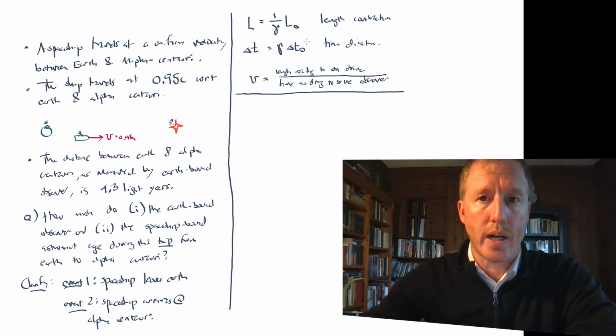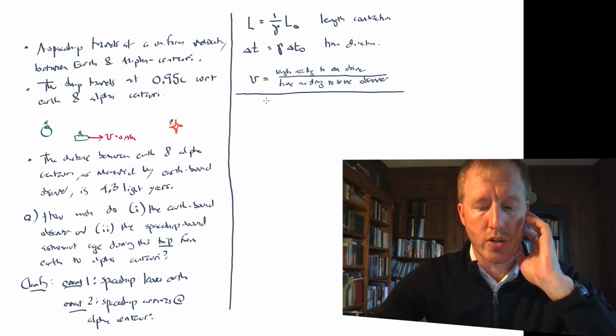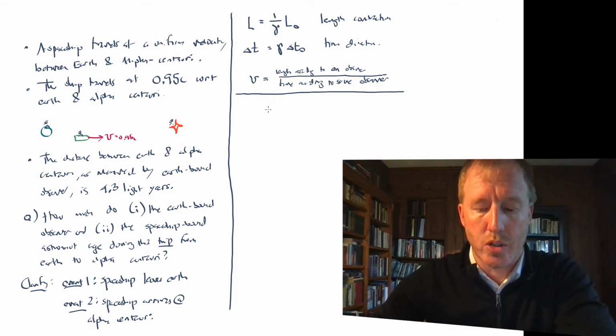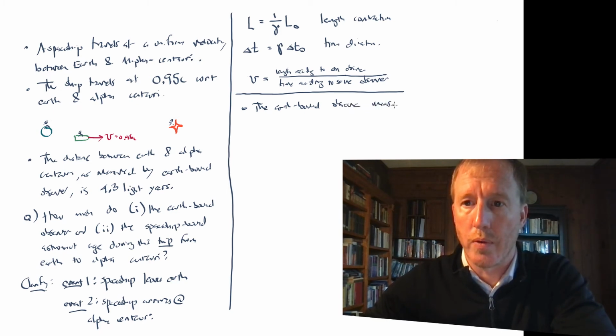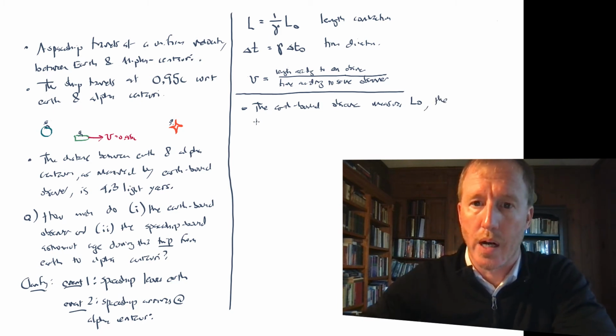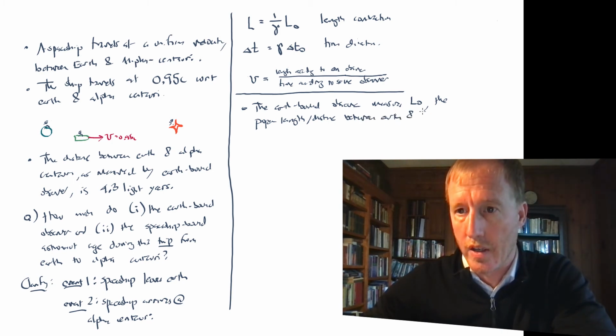Now, let me point out another thing. Notice that the earthbound observer is the one who measures the proper length or the distance between Earth and Alpha Centauri. So the earthbound observer measures what we would call L naught. That is the proper distance, the proper length, or distance between Earth and Alpha Centauri.